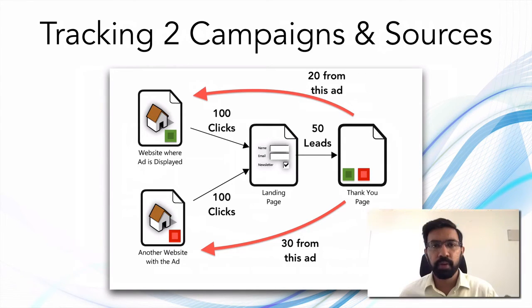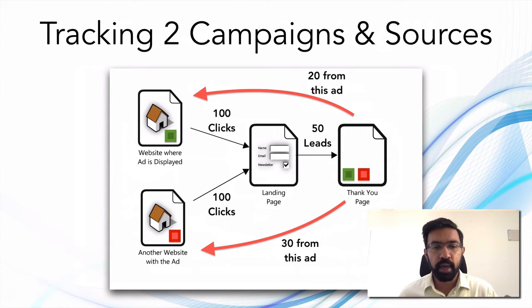So let's say the first website where the ad is displayed, it's marked in green here. So let's say 100 clicks are driven from this website to the landing page, and out of these 100 clicks, only 20 actually convert and go to the thank you page. The overall conversion is 50 leads, but only 20 from the first ad go to the thank you page because that is the quality of traffic from the first ad.